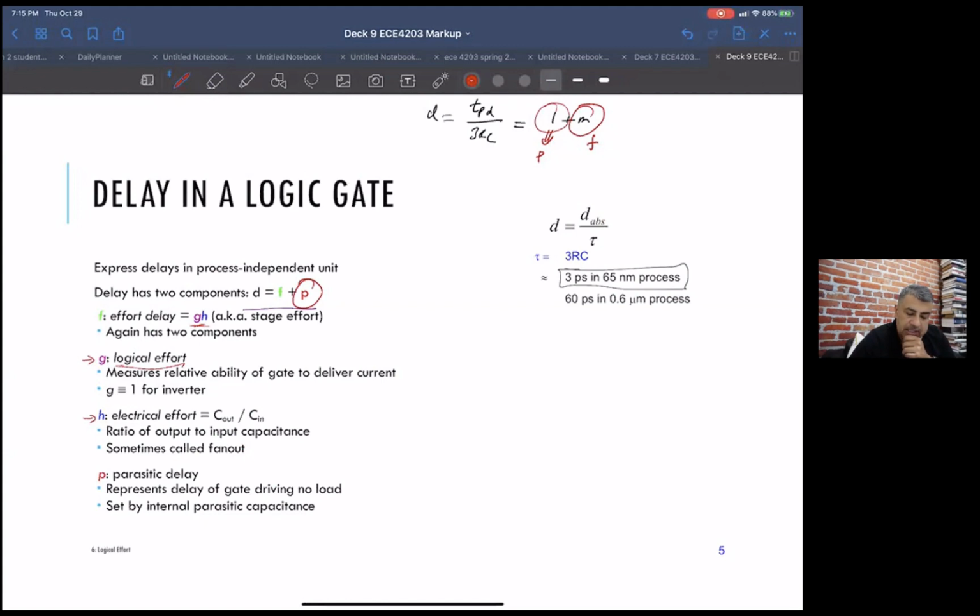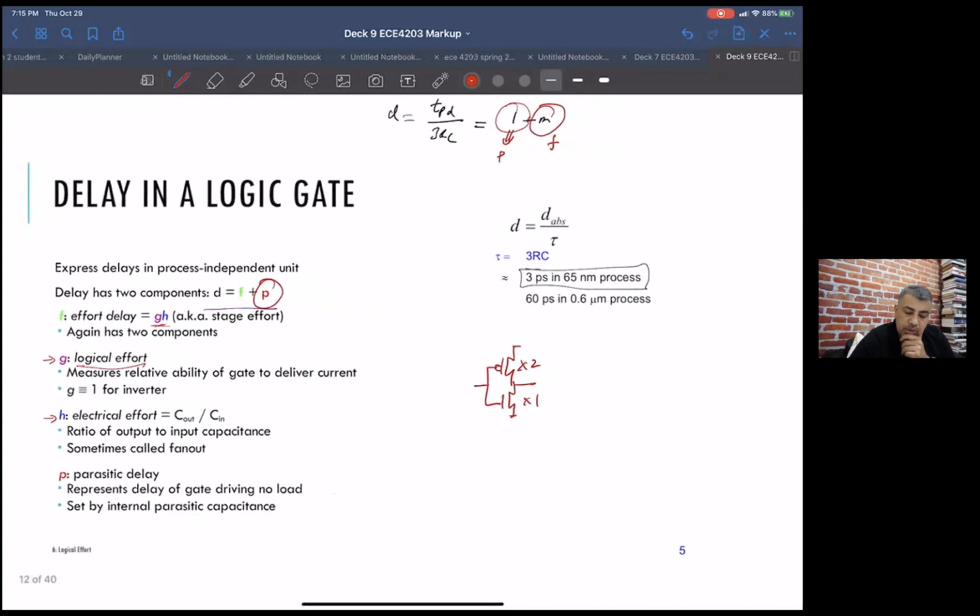For example, if we look at this logical effort, it's because, as I said, we have an inverter, and it has a certain drive. Now, say instead of an inverter, we want to have a NAND gate.